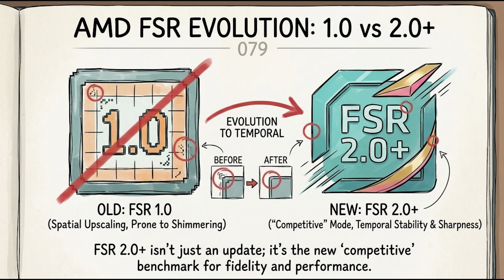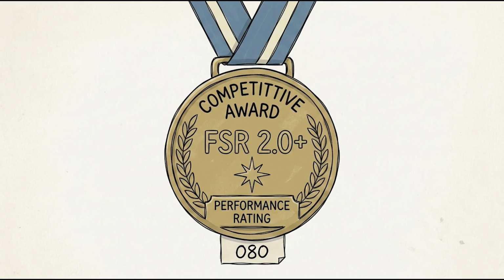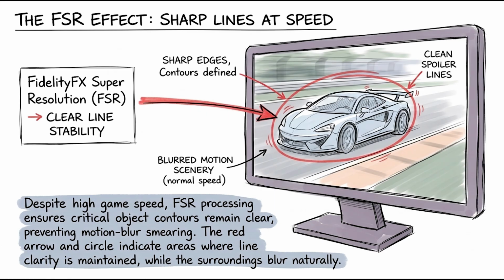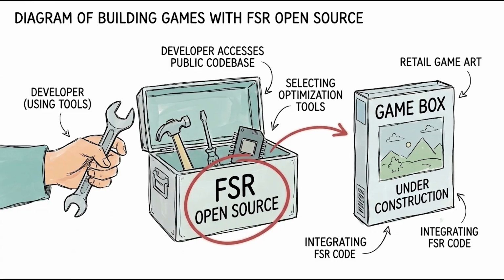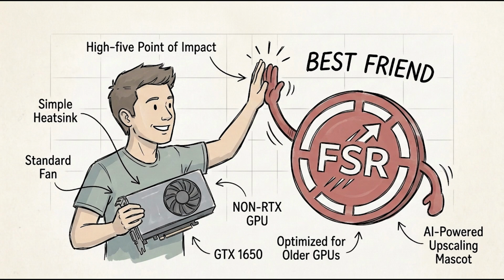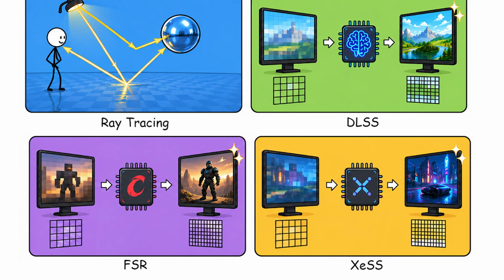The common mistake is dismissing FSR as the worst DLSS. That was fair criticism in the FSR 1.0 days. Not anymore. FSR 2.0 and newer are genuinely competitive. In some titles, FSR actually holds up better during fast motion. The gap has narrowed dramatically, and since it's fully open source, developers can implement it more freely. If you're not on an RTX card, FSR is your best friend, and it's a great one.